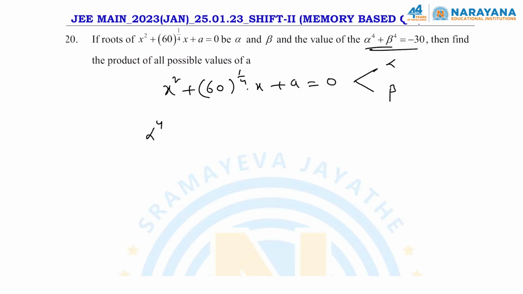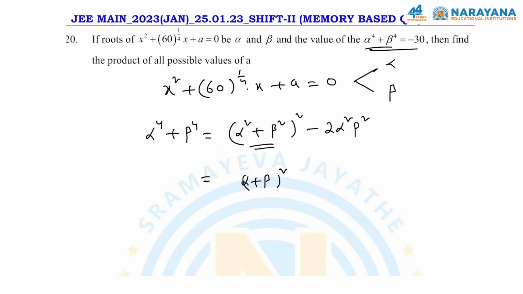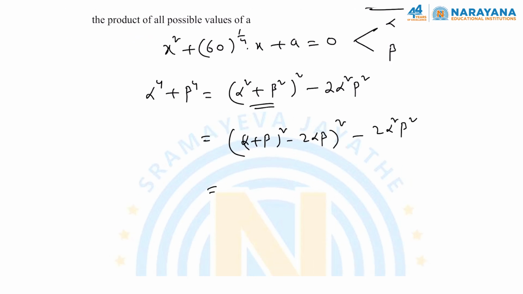I can write alpha power 4 plus beta power 4 equal to alpha square plus beta square whole square minus 2 alpha square beta square. In turn, alpha square plus beta square can be written as alpha plus beta whole square minus 2 alpha beta. And we know alpha plus beta is minus 60 power 1 by 4. So minus 60 power 1 by 4 whole square minus 2 alpha beta, where alpha beta is a, so minus 2a, whole square, minus 2 alpha square beta square, which means 2a square.